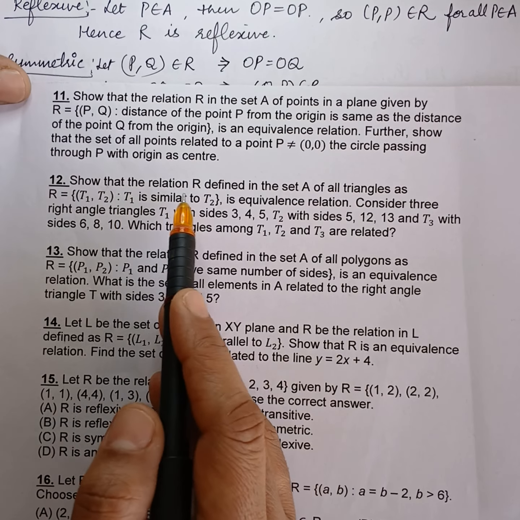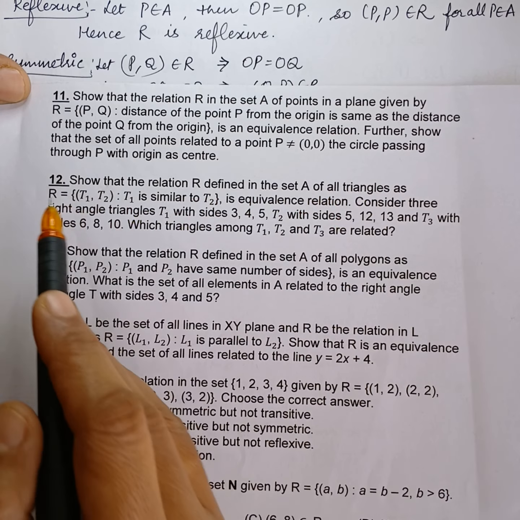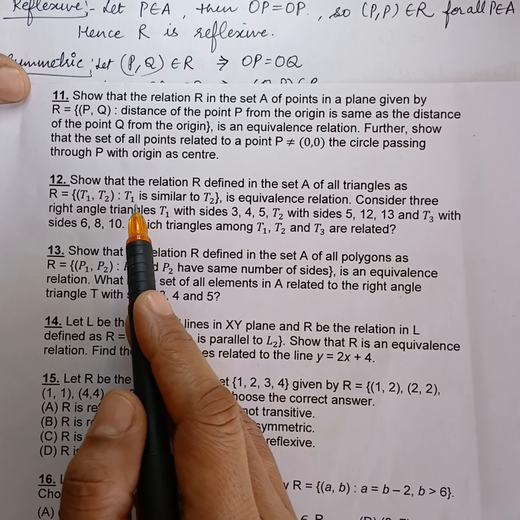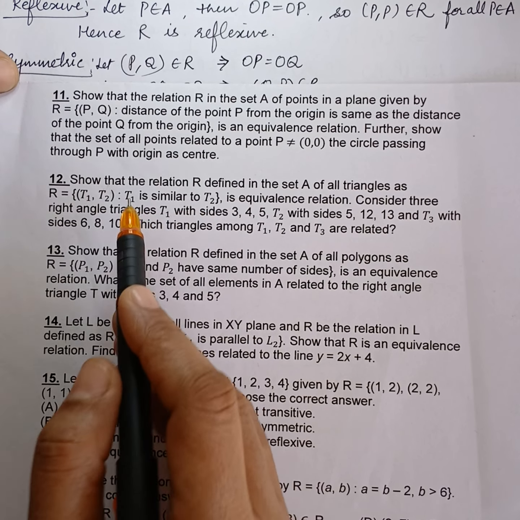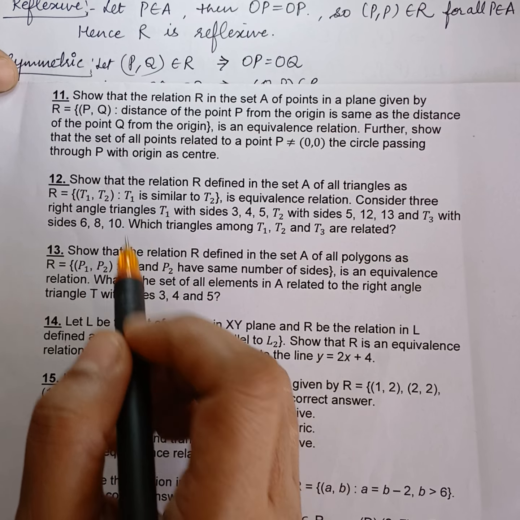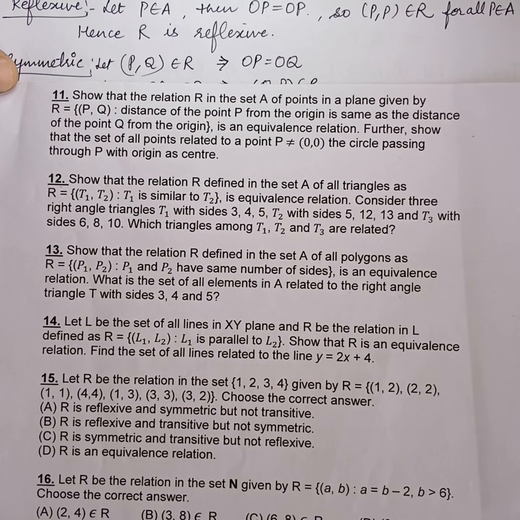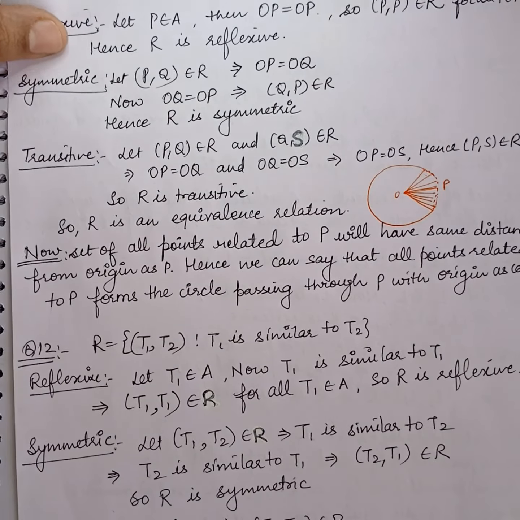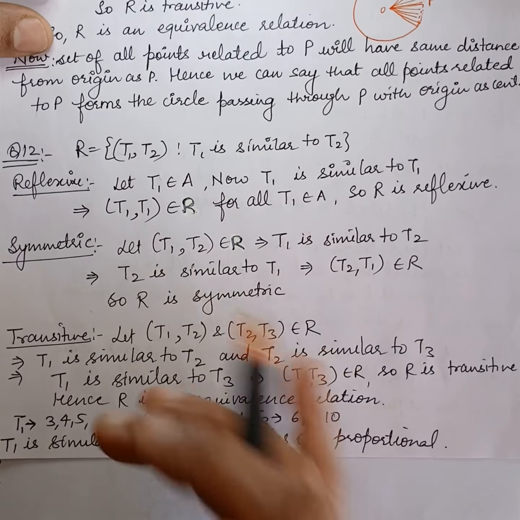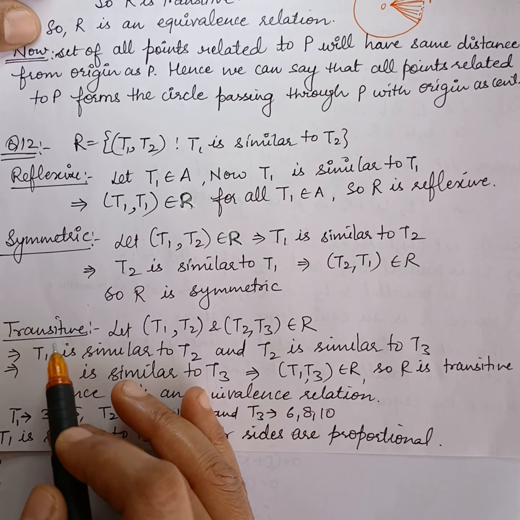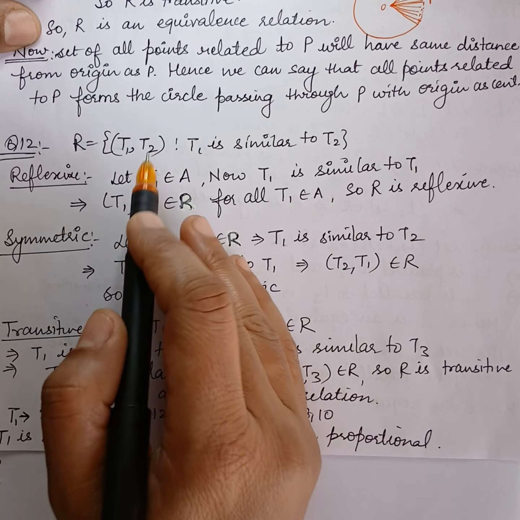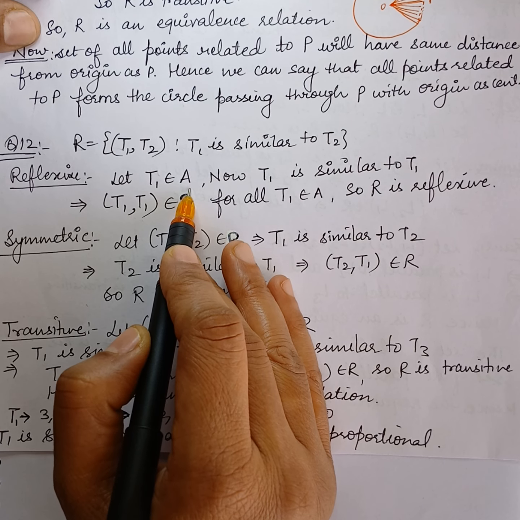quite easy. Show that the relation R defined in the set A of all triangles as T1, T2: T1 is related to T2. Sorry, T1 is similar to T2. So, I have to show that it is an equivalence relation. So, let us show it. For equivalence, what we need to show? Reflexive, symmetric and transitive. So, for reflexive, let T1 belongs to A.